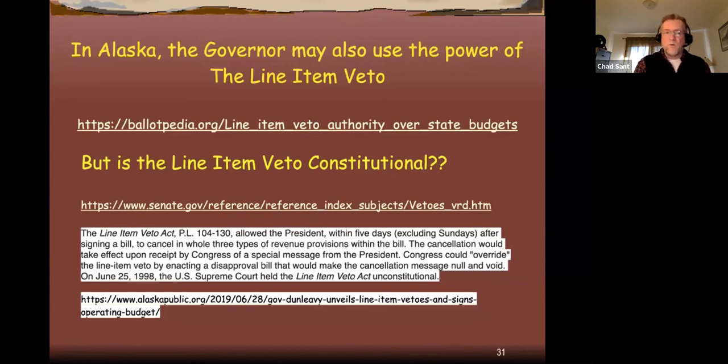The Supreme Court ruled in 1998 that the line item veto is unconstitutional, and this is why it remains so controversial. So far, nobody has really tested that, and states continue to do it that had it, including Alaska. And this last link here you can see is 2019. This was when Alaska's current governor unveiled line item vetoes and signed an operating budget.